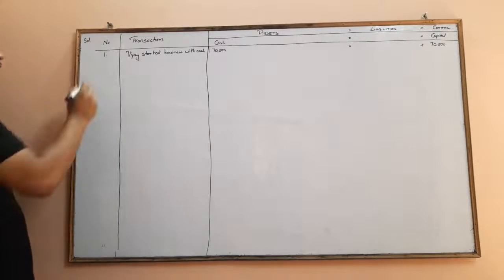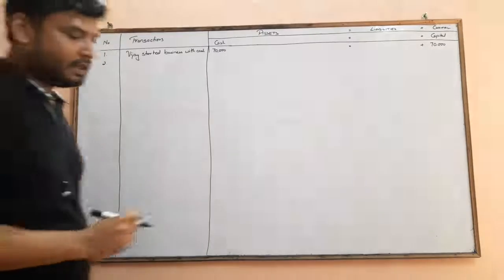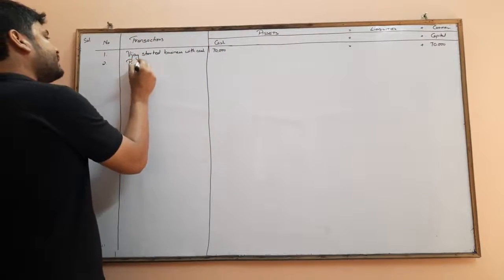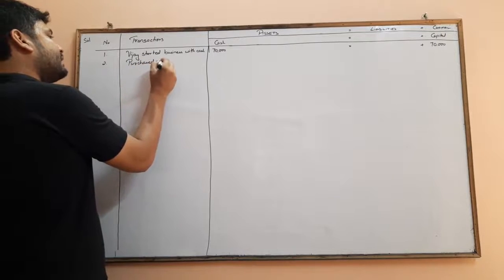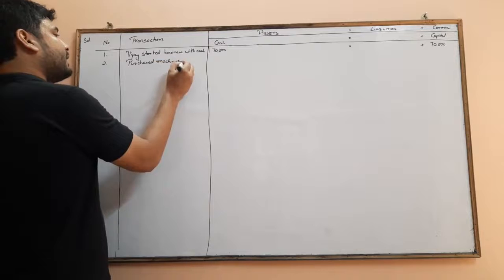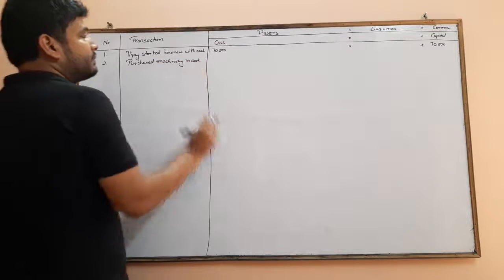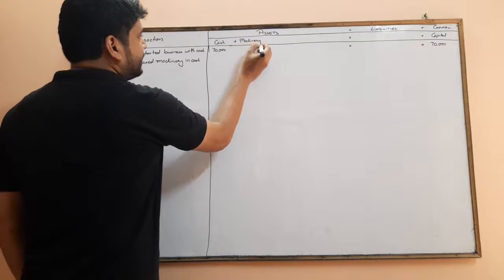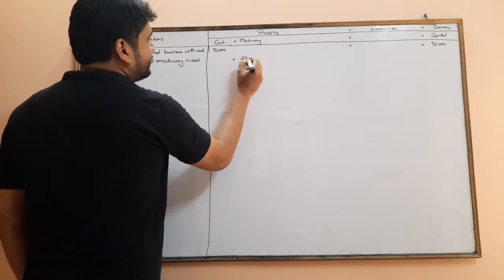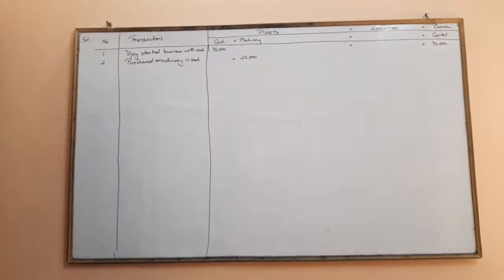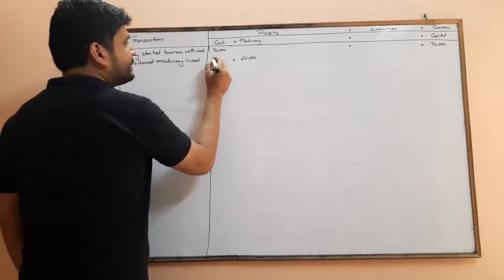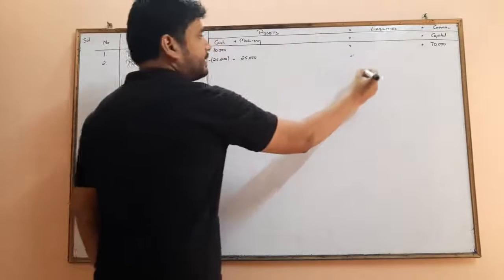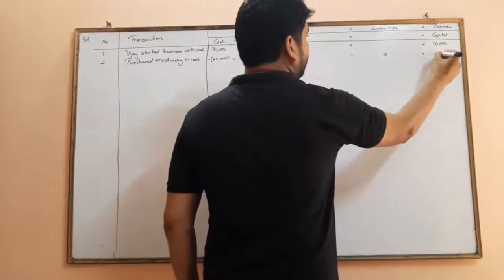Now point number 2. He purchased machinery for rupees 25,000 in cash. So, purchase machinery in cash. Machinery is an asset for the company, so it will be written under the assets, machinery, rupees 25,000. He is purchasing it in the form of cash, so from the cash it will be subtracted, 25,000. On the liability side nothing will be there. Nothing will be added or subtracted in the capital.